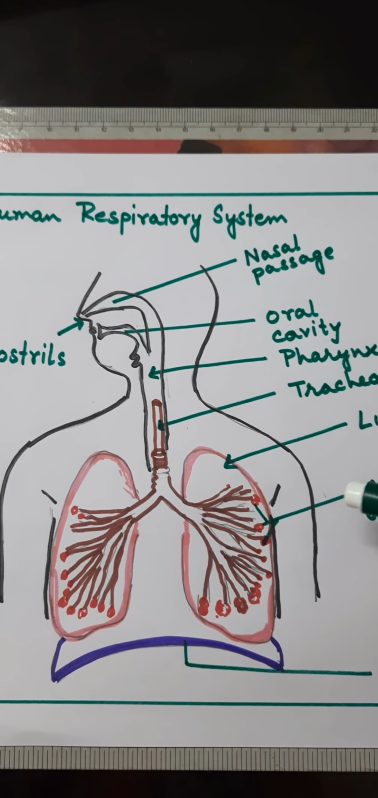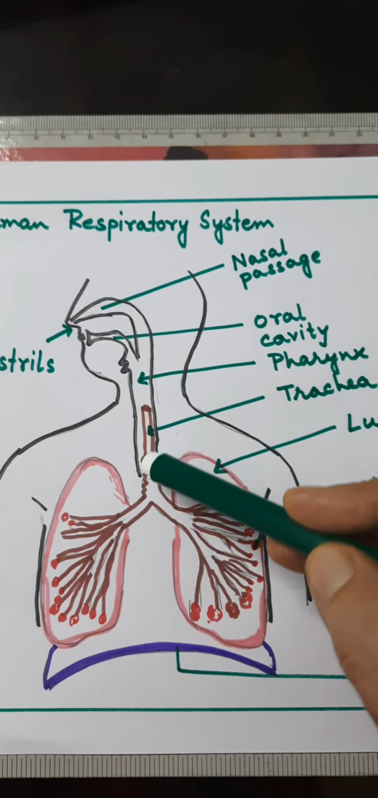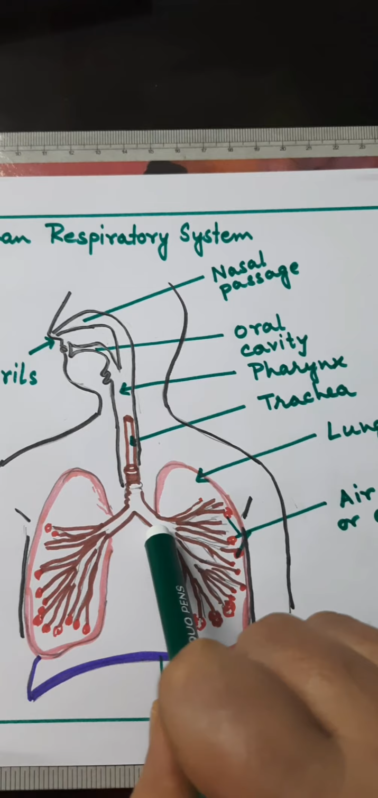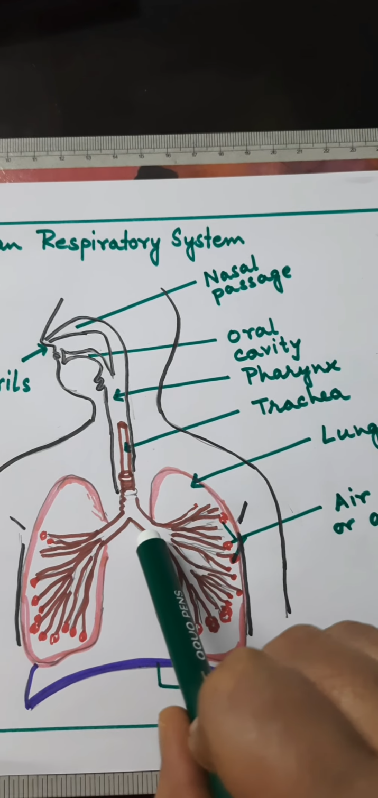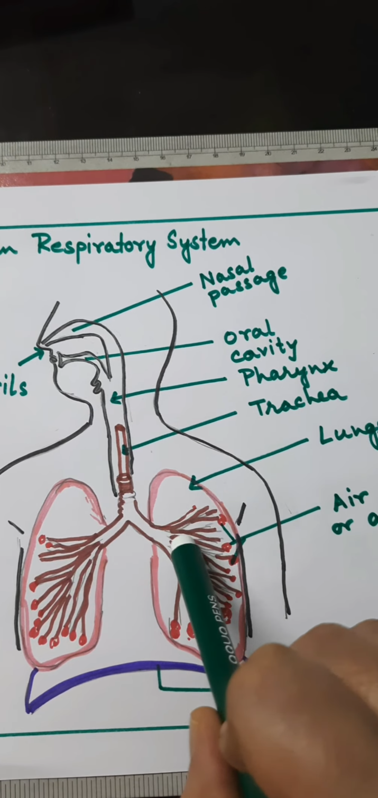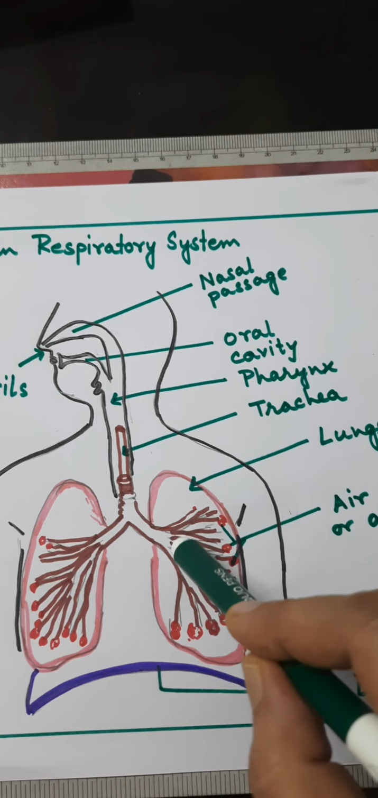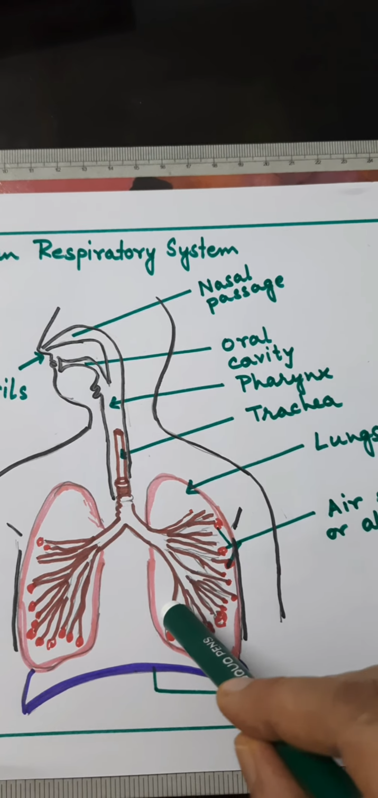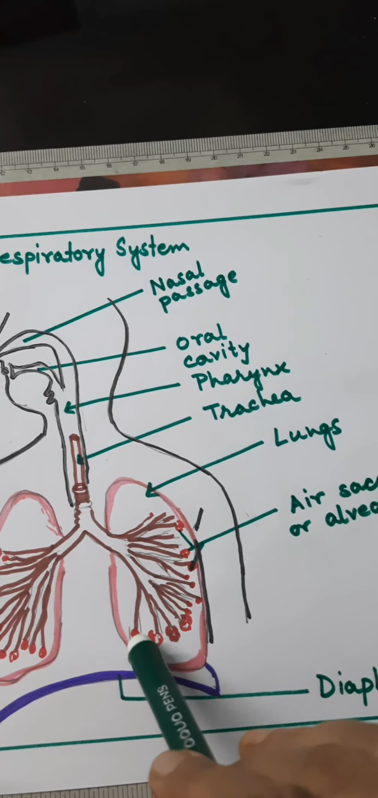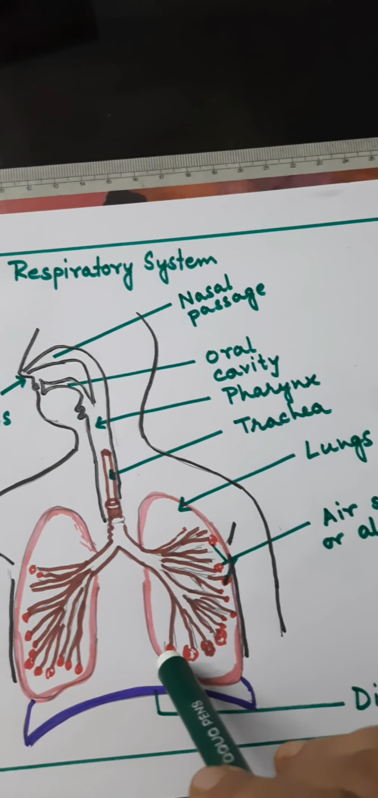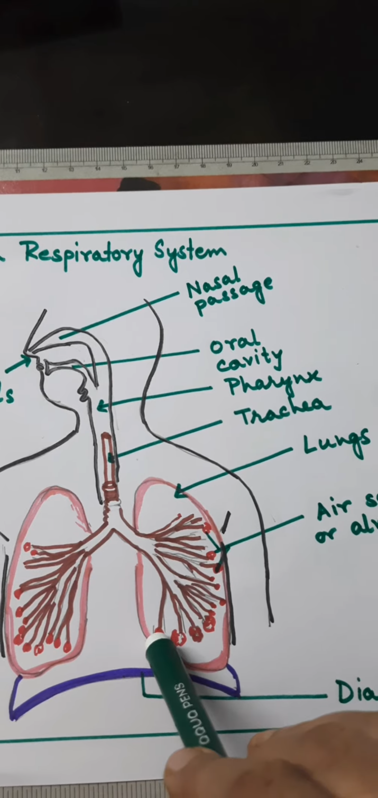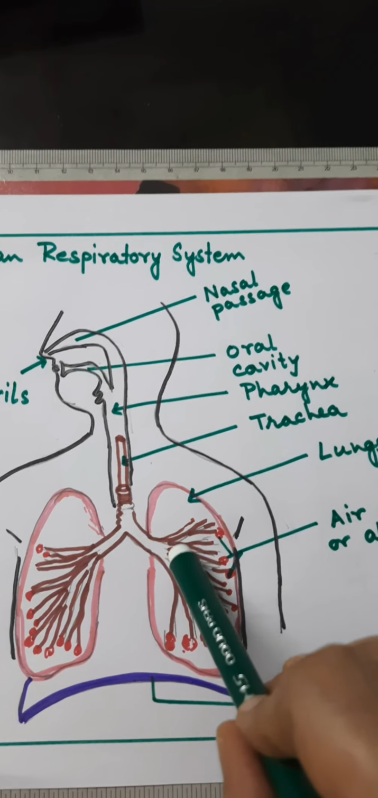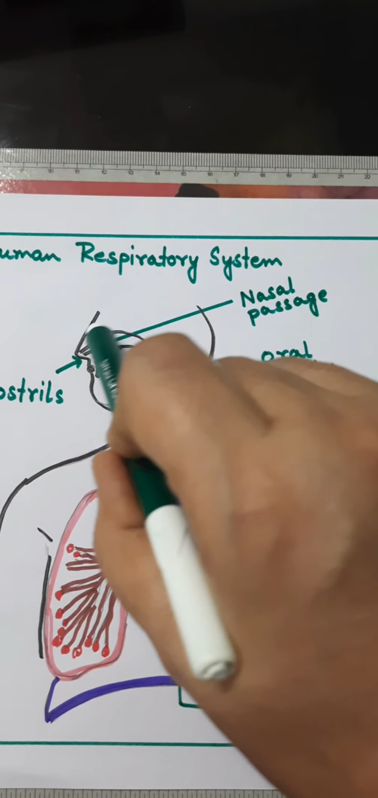Now what happens to the air which has entered into our lungs? It enters through the bronchus, the branch of the windpipe, into the lungs. This branch gives rise to smaller branches. So air enters through the smaller branches, and ultimately it comes to the air sacs or the alveoli. Here oxygen of the air is taken in and carbon dioxide is given out. Carbon dioxide goes out of the body through the reverse direction.